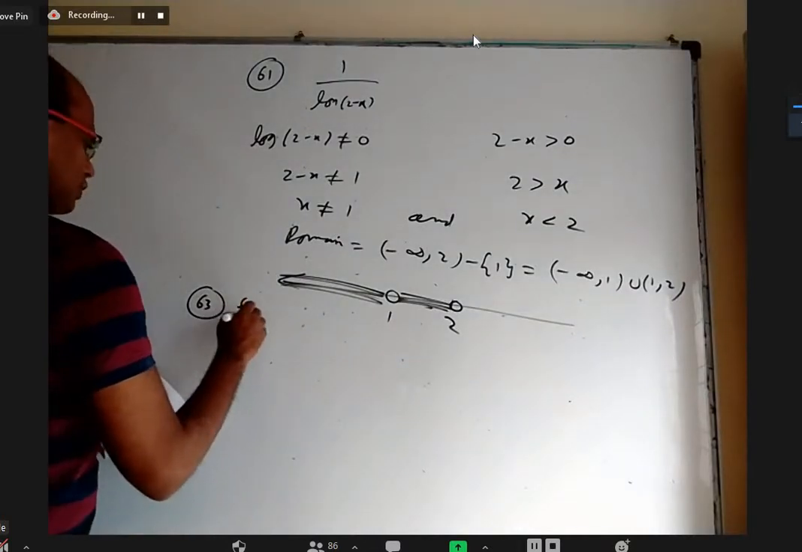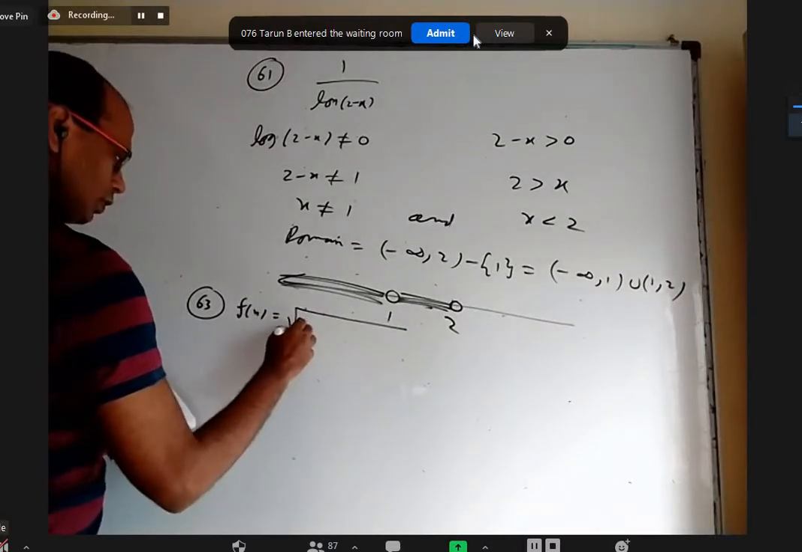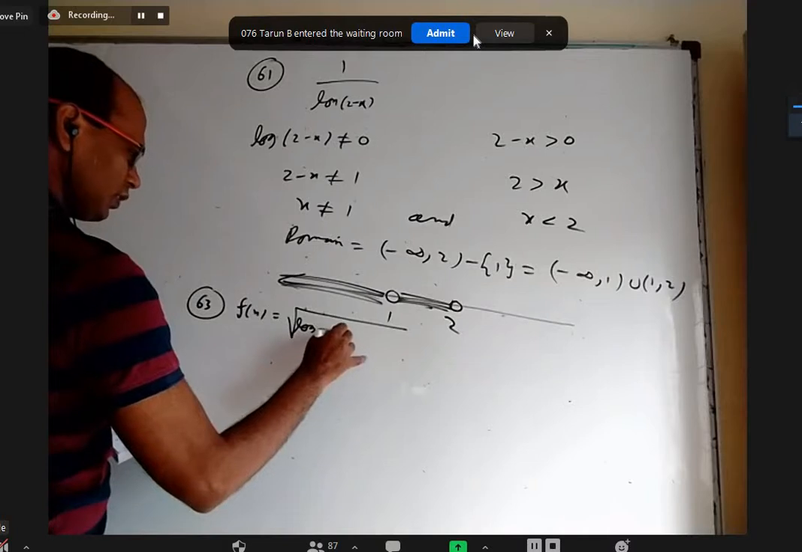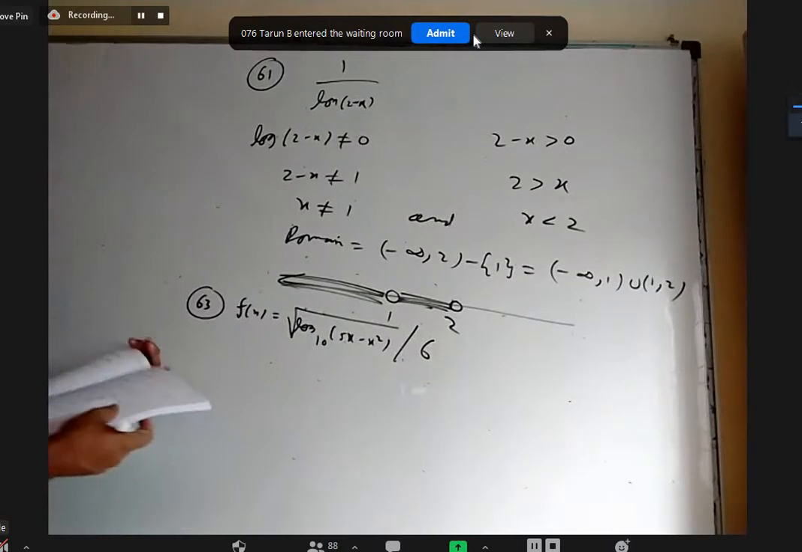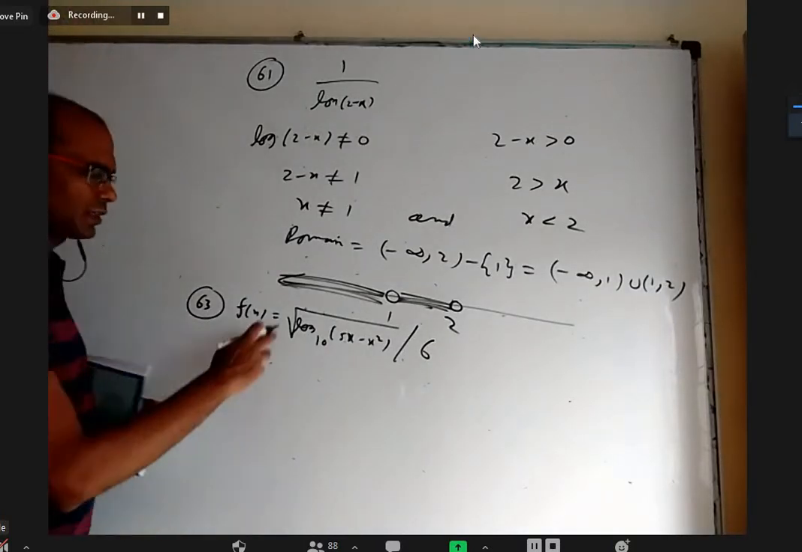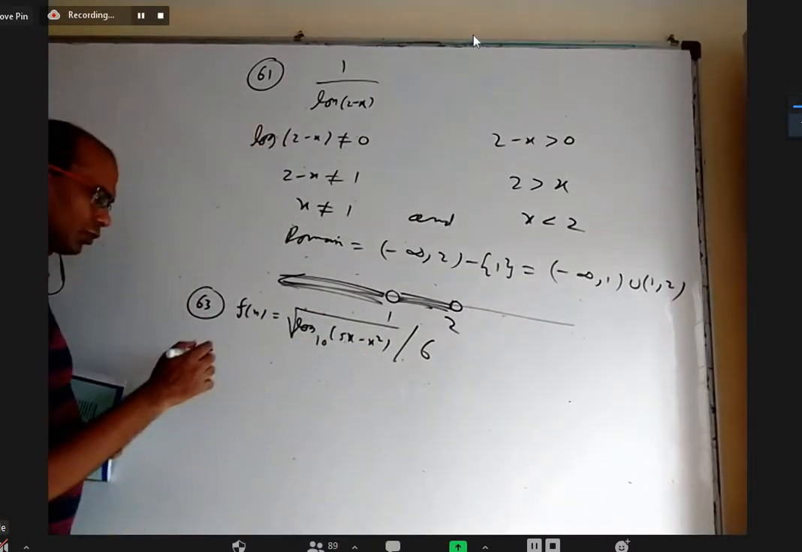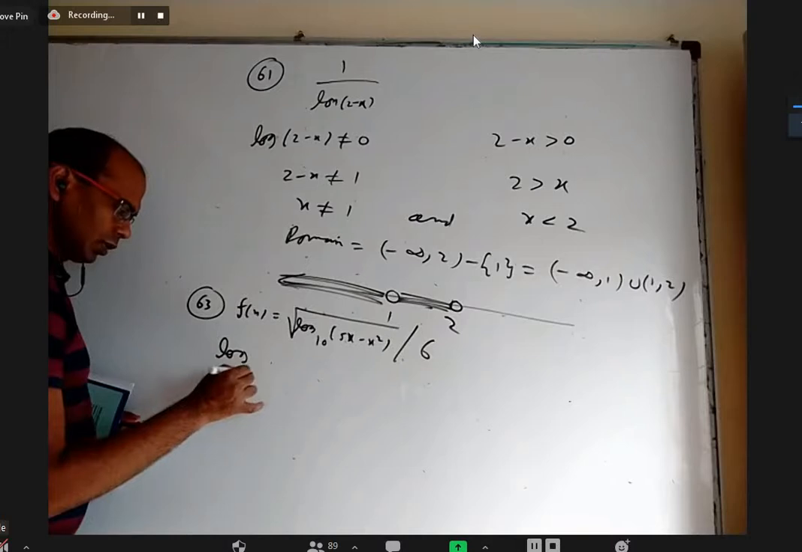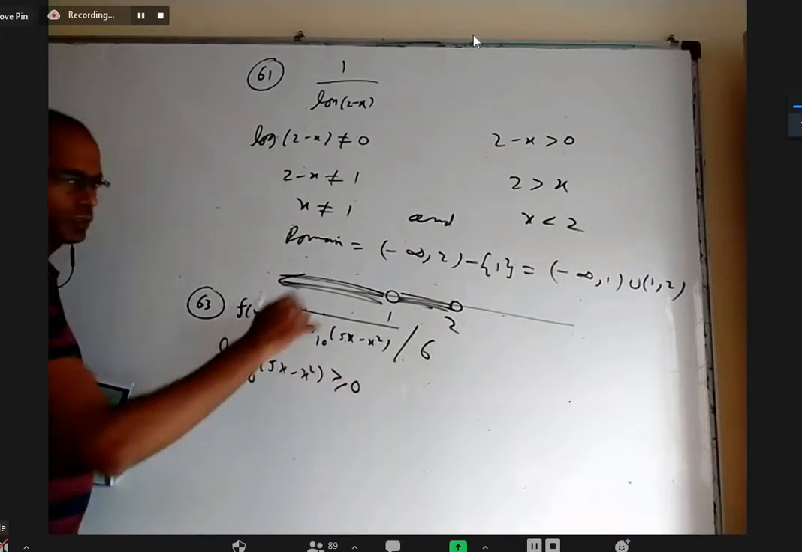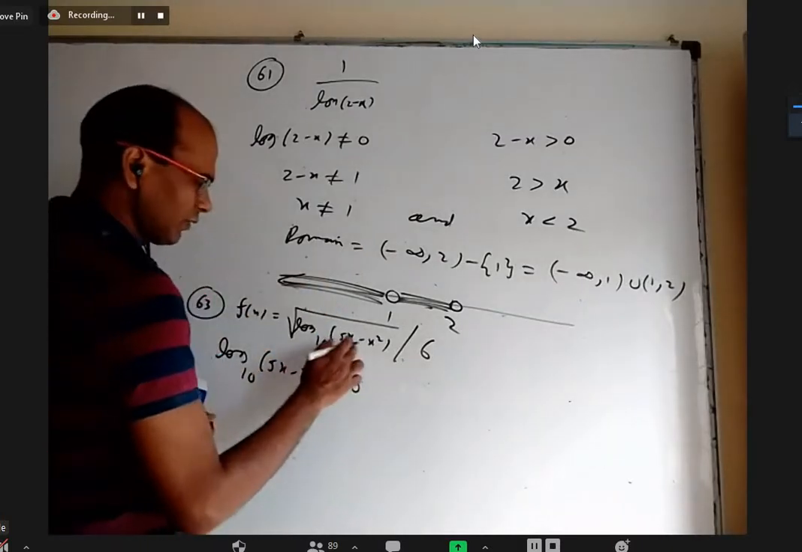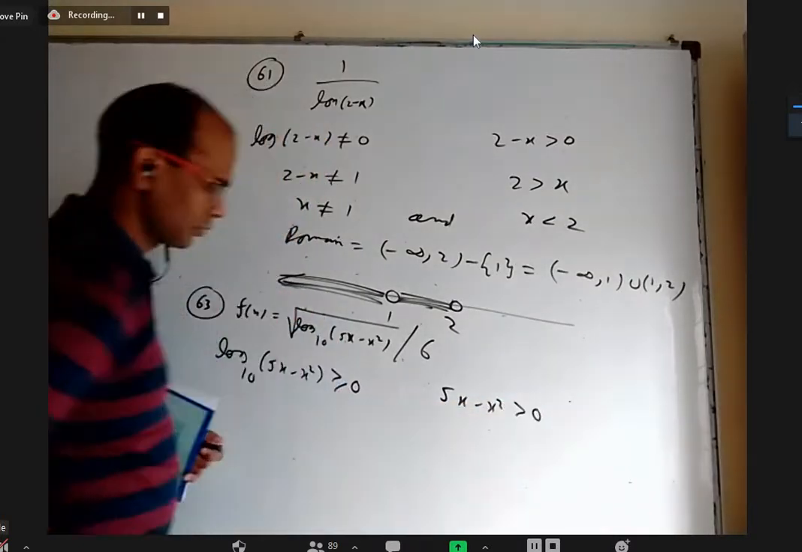Okay, here the function is f of x equal to square root of log base 10 of (5x minus x square) whole by 6. Whole by 6 doesn't matter. Inside the square root, something should be greater than or equal to 0, and inside the log, something should be greater than 0. So two things I have to check. Log base 10 of 5x minus x square is greater than or equal to 0 because it is inside the root. And 5x minus x square inside the log should be positive. 5x minus x square should be greater than 0.